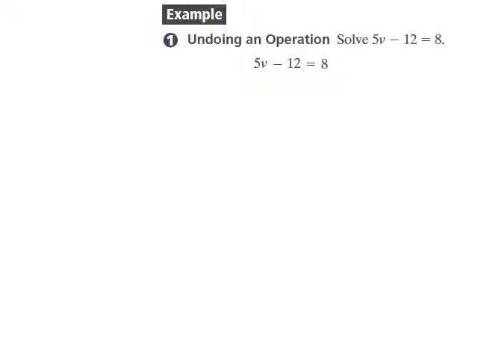Find your variable. We're subtracting 12 from it, so that means we're going to add 12 to both sides of the equation. So then on the left-hand side, the minus 12 plus 12 cancel each other out. You're left with 5v. On the right-hand side, we have 8 plus 12, which is 20. Now we're ready to deal with that multiplication. 5v means 5 times v. We're going to undo that by dividing both sides by 5.